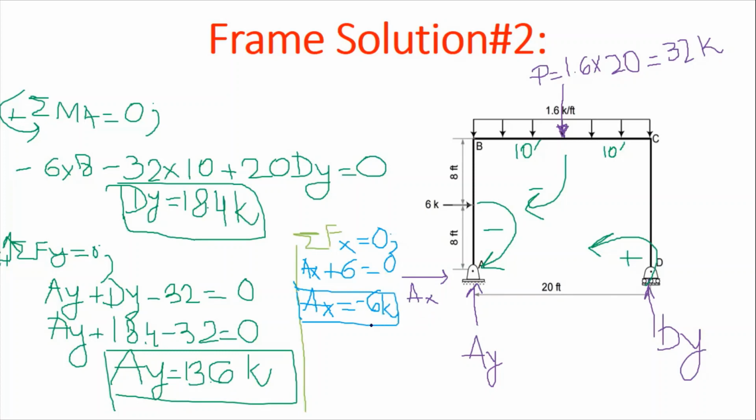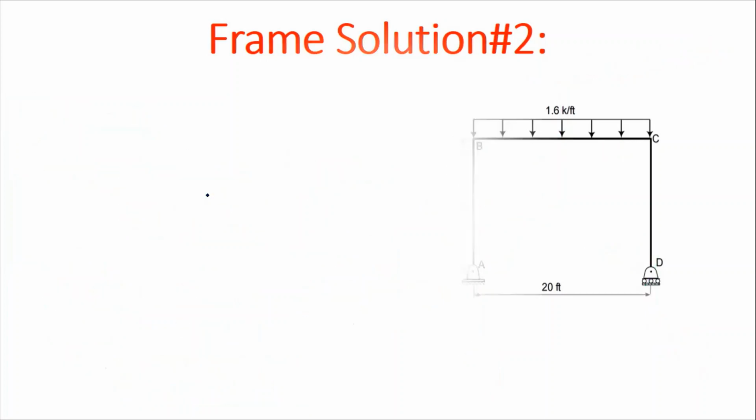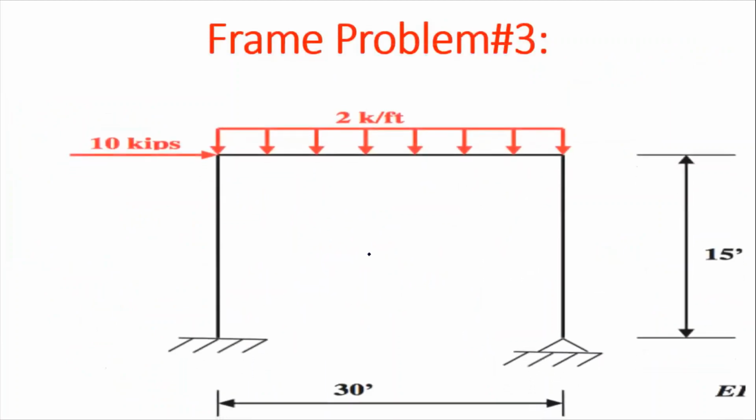So it's up to you if you want to write ax equals minus 6 kip, or you can change its direction, but whenever you add it or take it anywhere, it will be minus 6. So hopefully it will be clear to all of you how to calculate the support reactions in the frame structure. Now I'm moving to the next slide, and we are going to solve another problem. Let's see what the frame problem is.